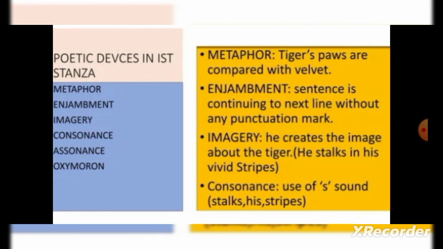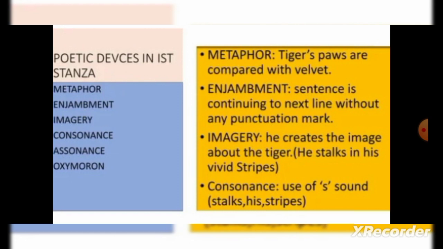Let's see other poetic devices used in the first stanza. First is metaphor, as the tiger's paws are compared with velvet. Next is enjambment. Enjambment is when the sentence continues to the next line without any punctuation mark. Next is imagery. In imagery, the poet tries to create mental images in the reader's mind. We find imagery in: he stalks in his vivid stripes.